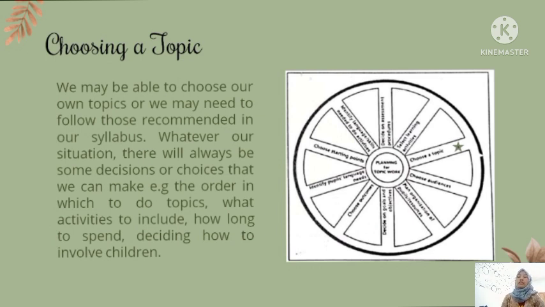You can see a circle there, and one with the star. It is choose a topic. So that is the first material that we're going to discuss, choosing a topic. You might be able to choose your own topics, or you might need to follow those recommended in your syllabus. Whatever your situation, there will always be some decisions or choices that you can make, such as the order in which to do topics, what activities to include, how long to spend, and deciding how to involve children.